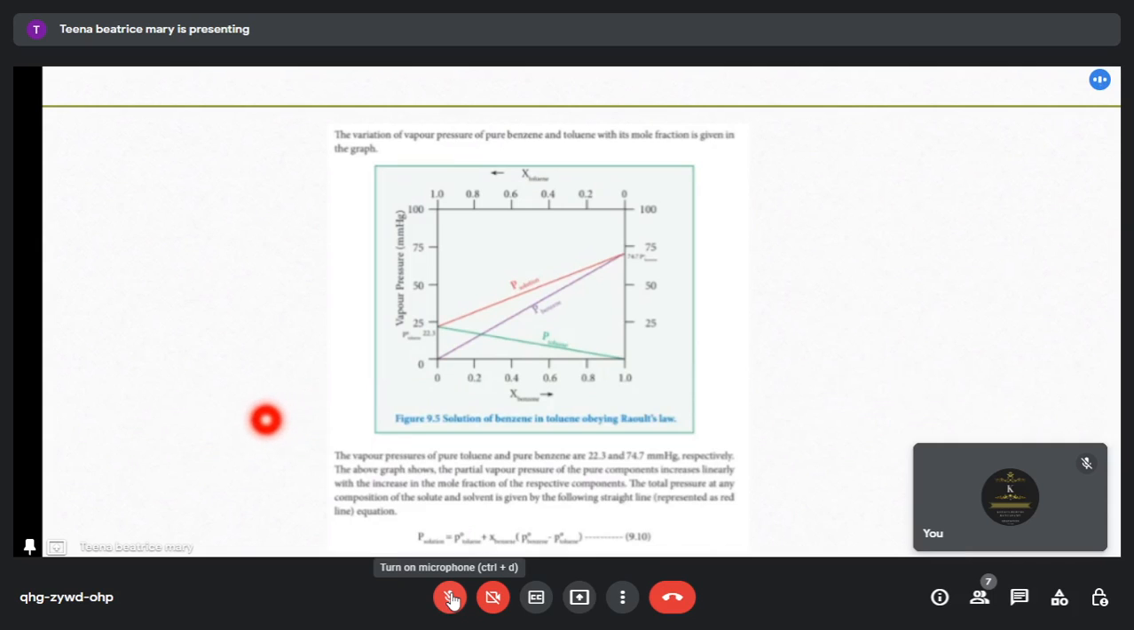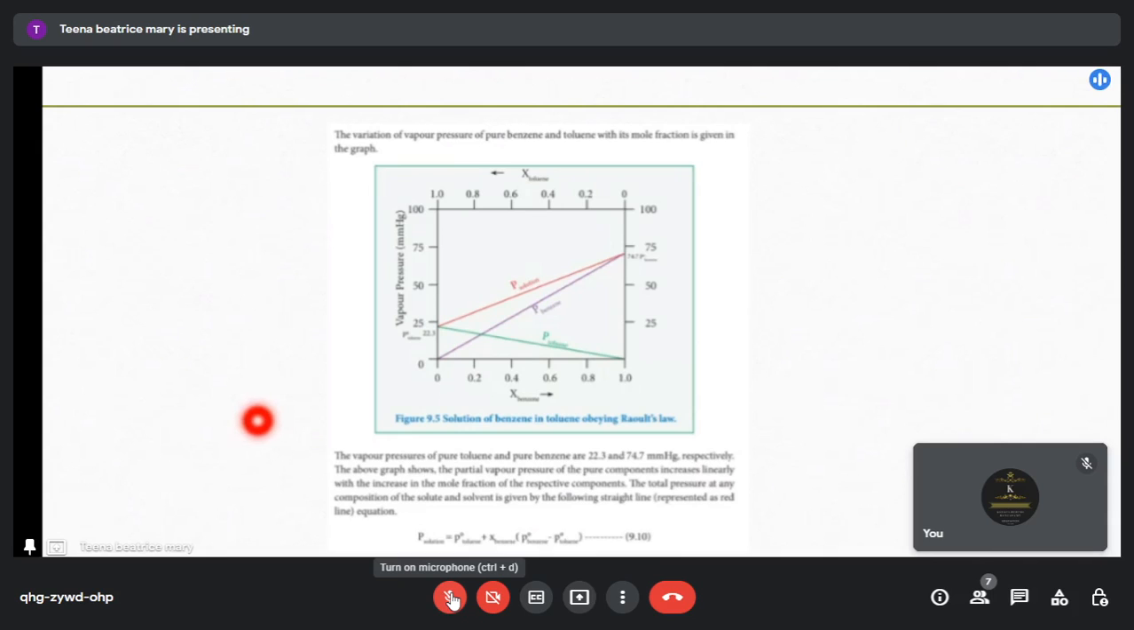It increases when the mole fraction is increased. When the mole fraction increases, the vapor pressure increases. The total pressure at any composition of the solute and solvent is given by a straight line, in the form y is equal to mx plus c. That tells us it is directly proportional, and that it is getting increased.